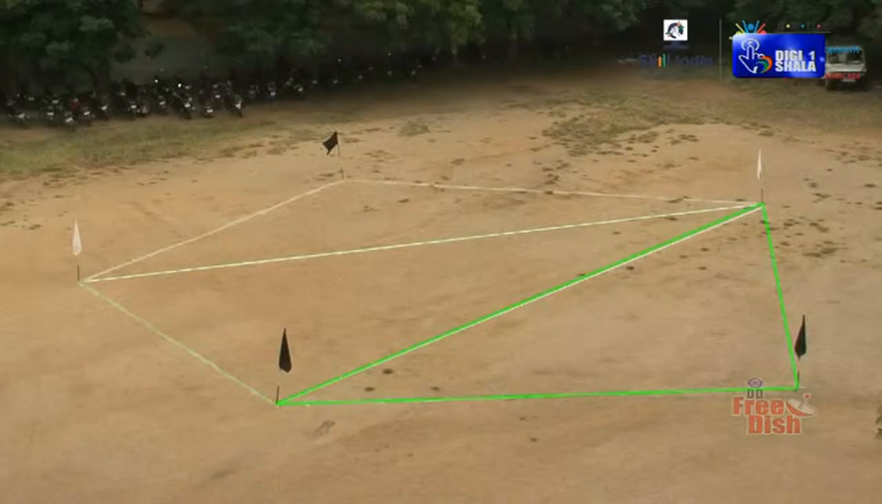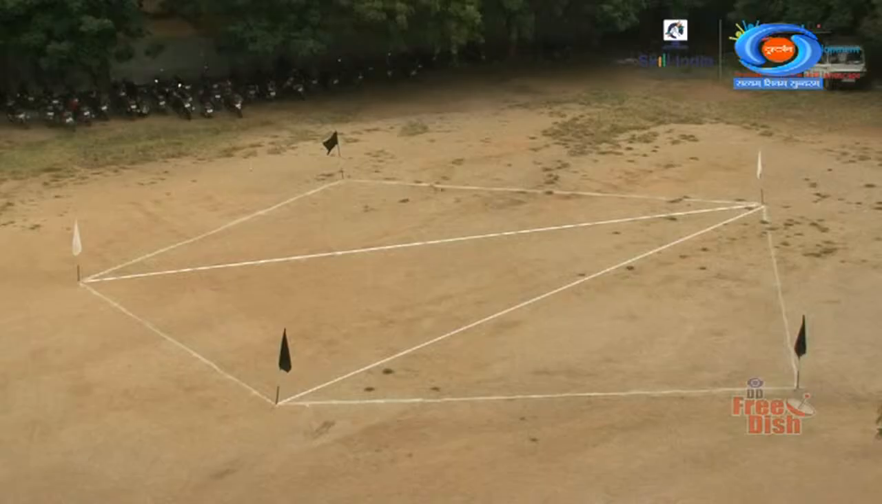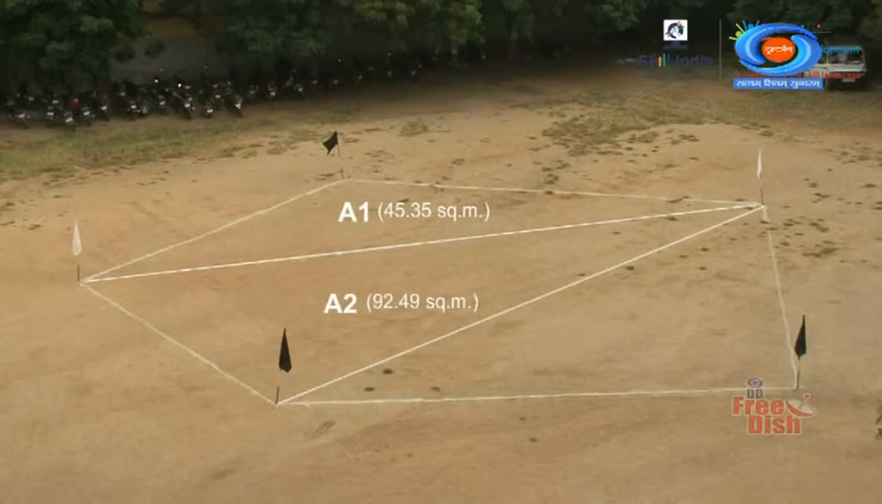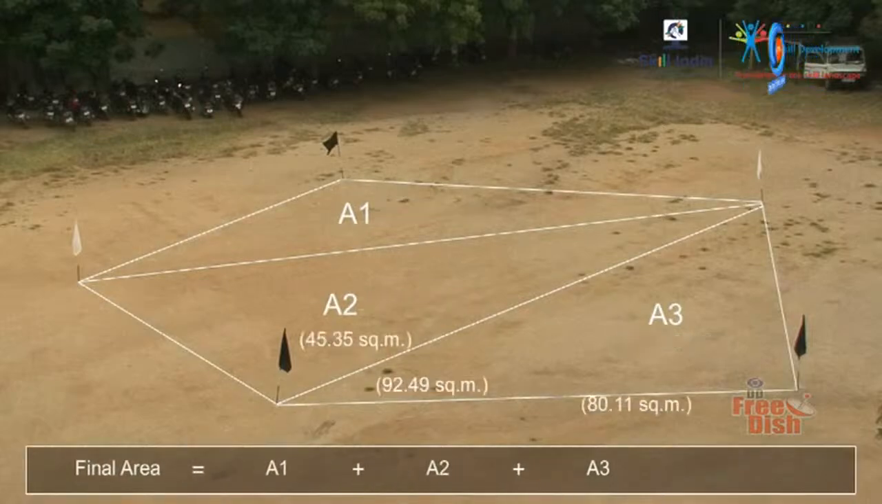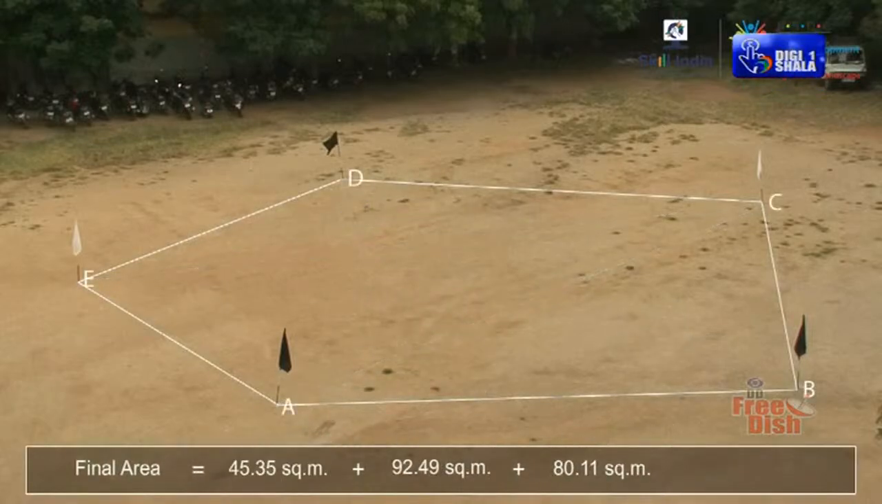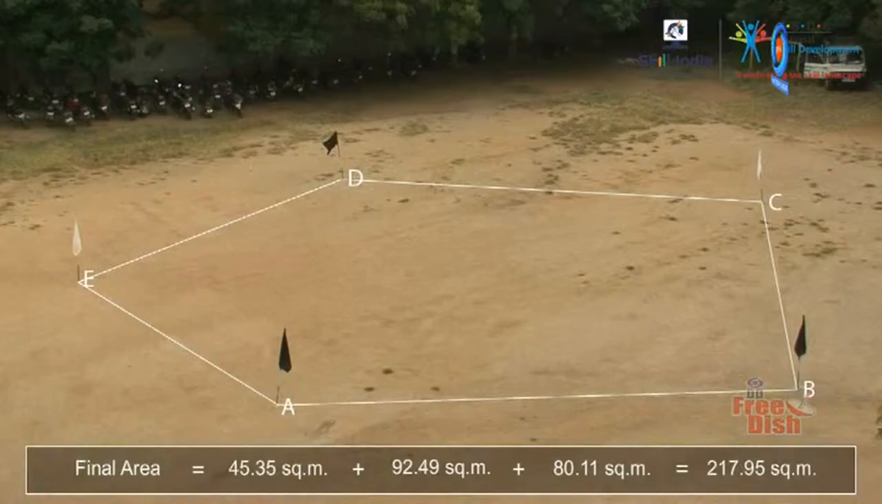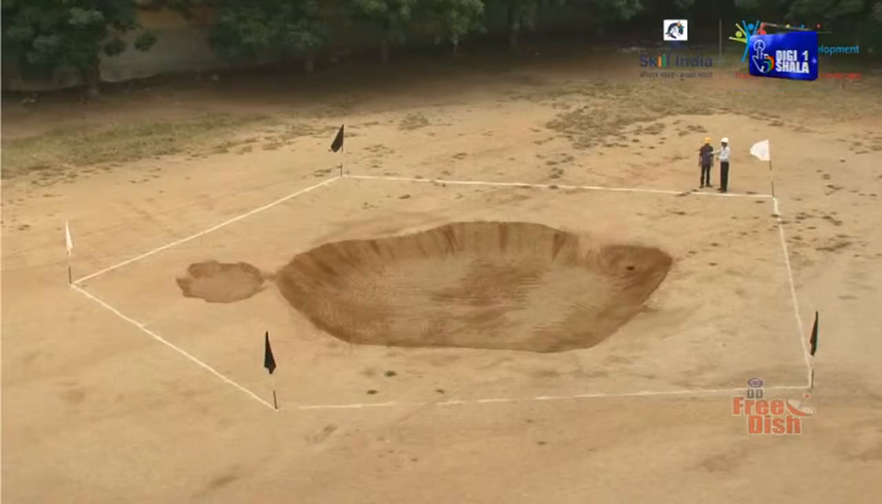Once you have the area of each triangle, you have to sum up the areas of all triangles. Here, we have areas of three triangles, A1, A2, and A3. When we sum up the area of these three triangles, we get the area of the given field, that is, ABCDE, as equal to 217.95 square meters. Assume that there is a pond in this field.